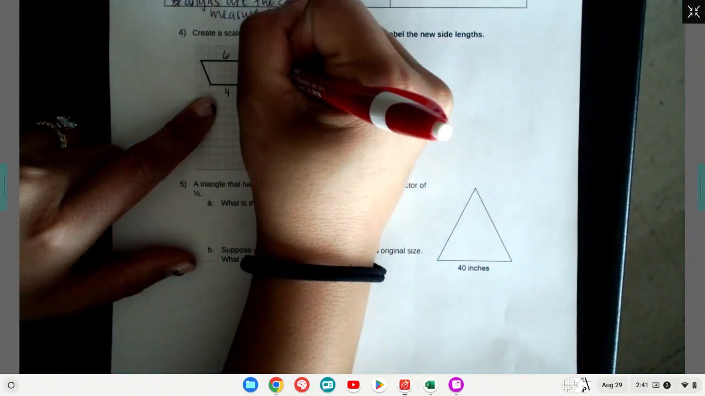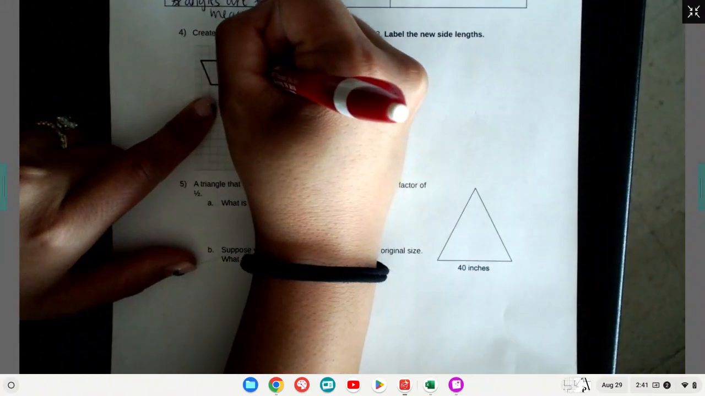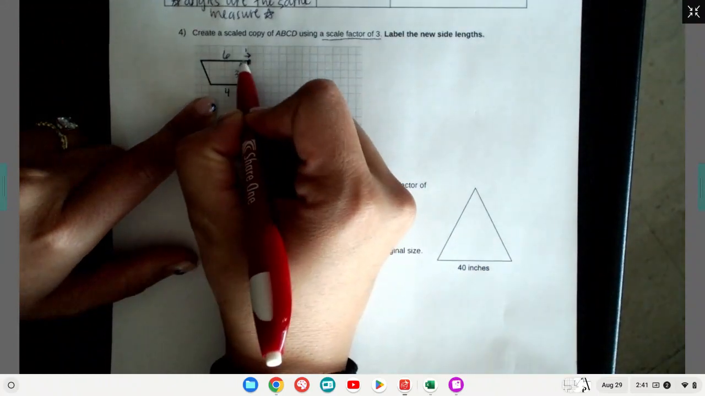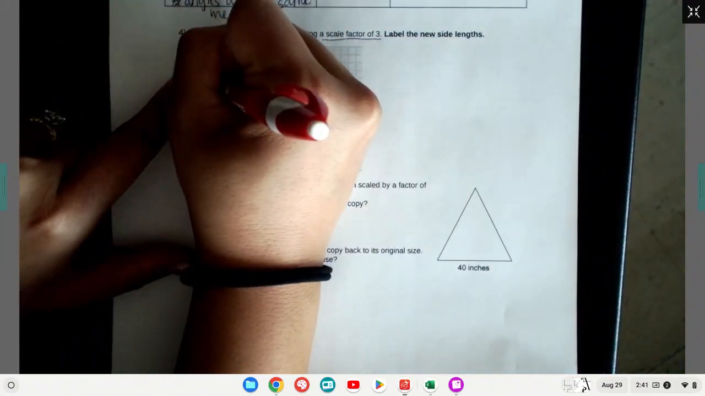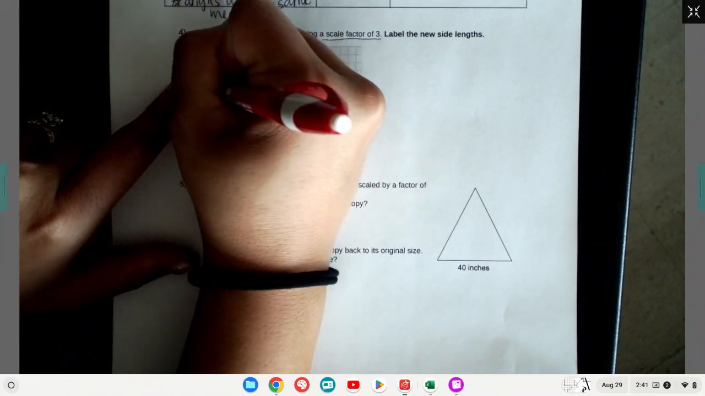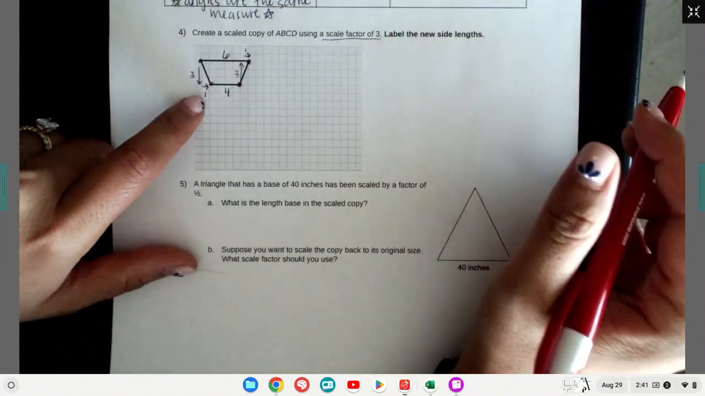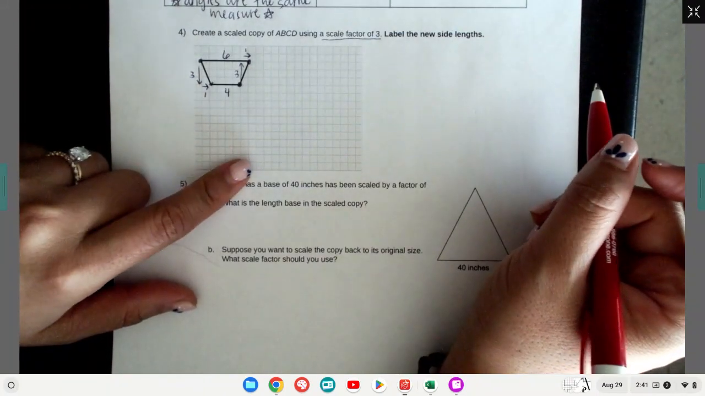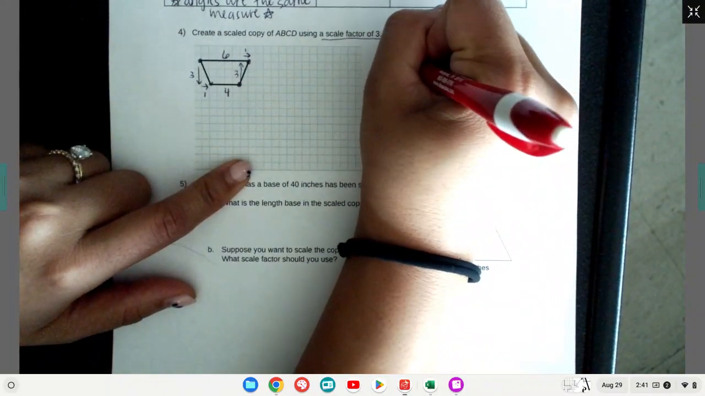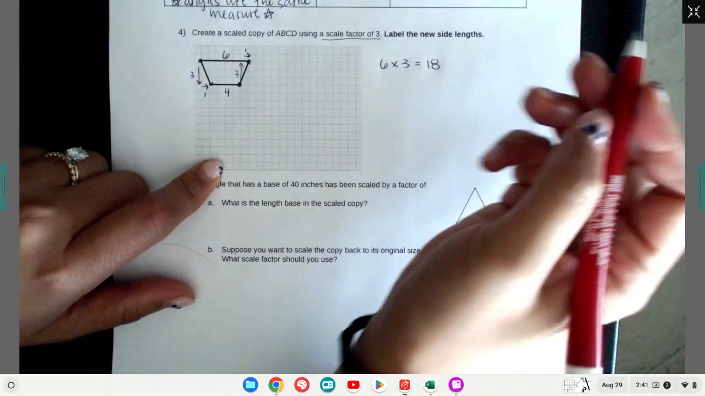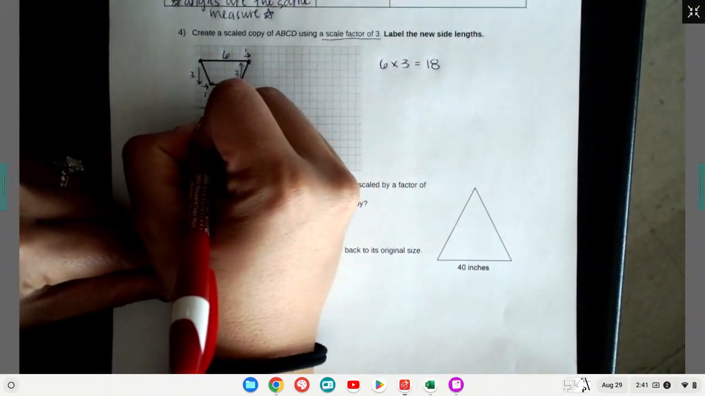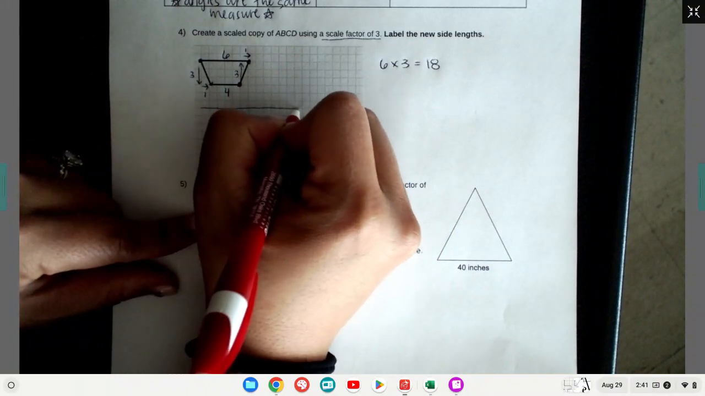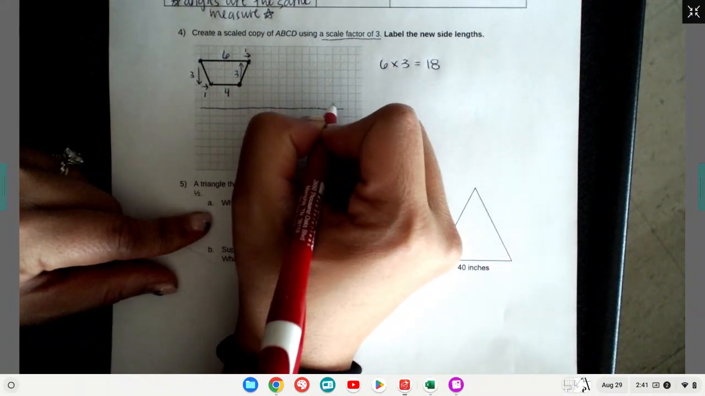And now I am going to look for a pattern here. I notice that I'm going up 3 and over 1. So my pattern to go from corner to corner is up 3 over 1. Right here, my pattern is to go down 3 over 1. So remember, I'm going to follow that pattern to make my new copy. I'm going to start with my top length, and I'm going to do 6 times 3 to get me a new side length of 18. So I'm going to go 1, 2, 3, 4, 5, 6, 7, 8, 9, 10, 11, 12, 13, 14, 15, 16, 17, 18.